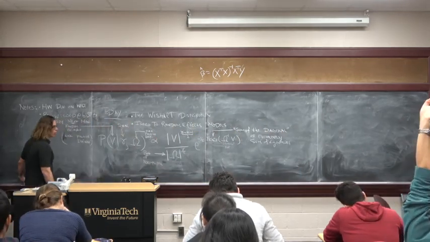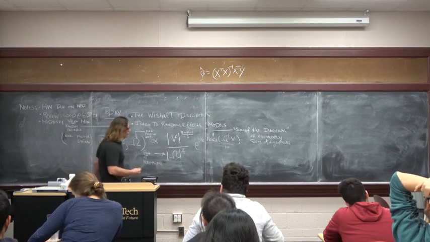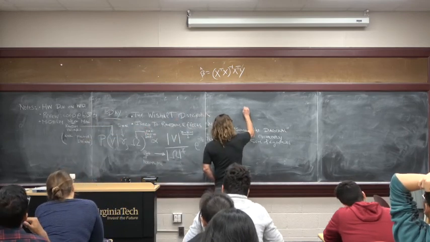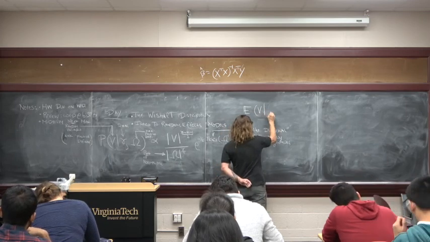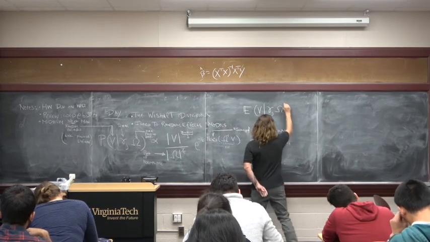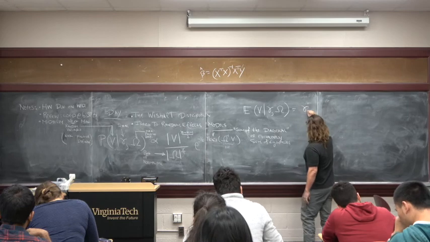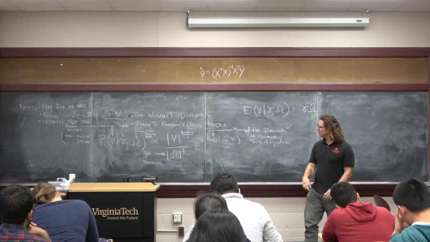Okay, so let's write down a few facts about this. The expectation of V, and this is going to be conditional on the parameters that govern the distribution, is going to look like this: gamma times omega.